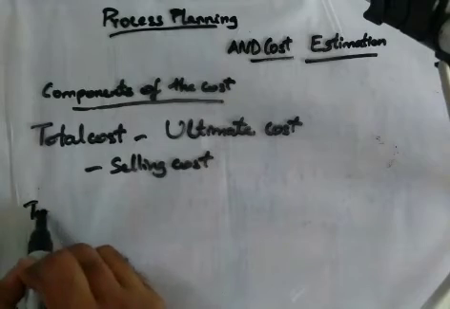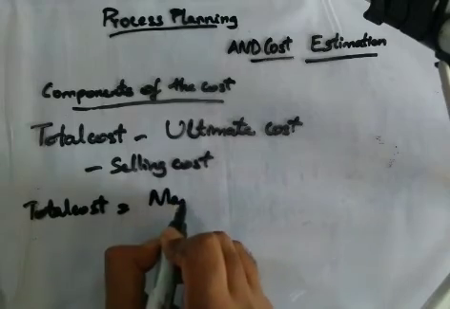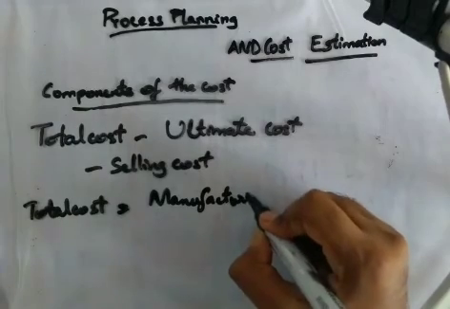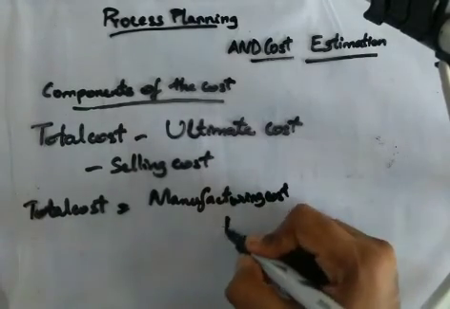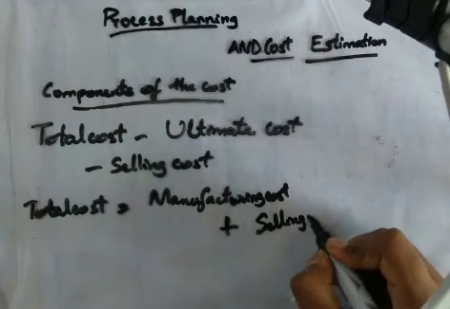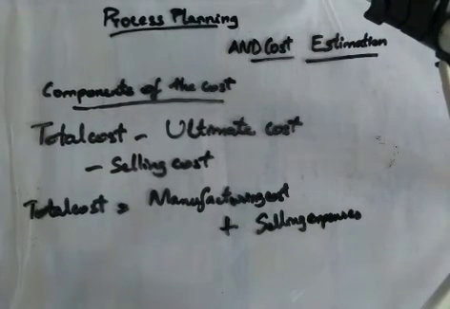Total cost is equal to manufacturing cost, that is the production cost, plus selling expenses. You need marketing now. The selling expenses is the advertisement given with Shah Rukh Khan. Some Shah Rukh Khan will be coming, some Deepika Padukone will be coming. They have to give them lakhs and lakhs of rupees for giving an advertisement. Then the product will reach the people.